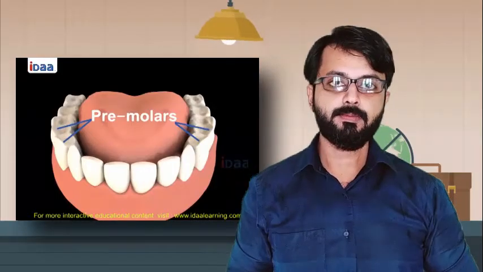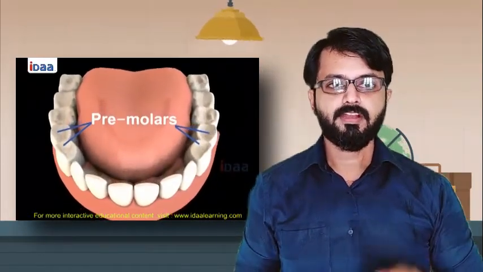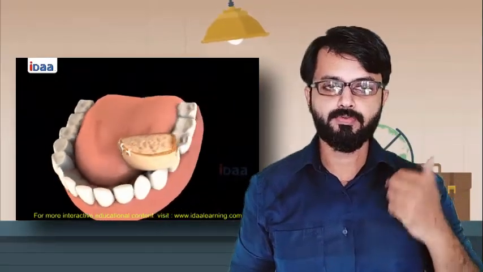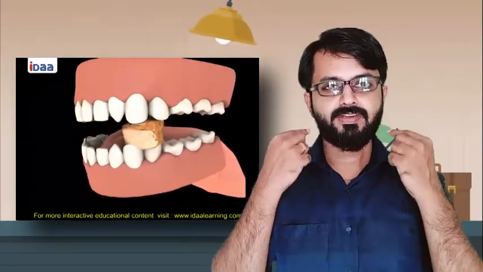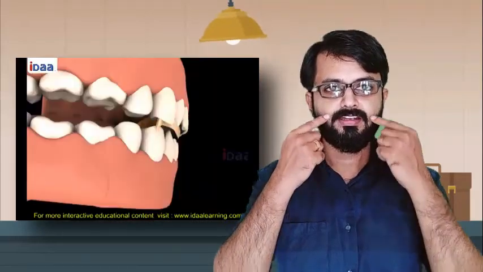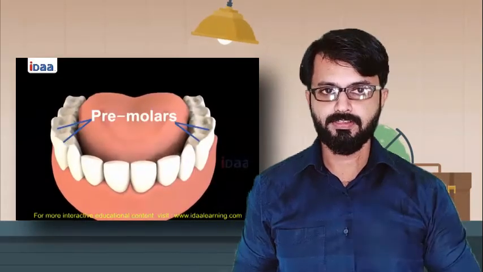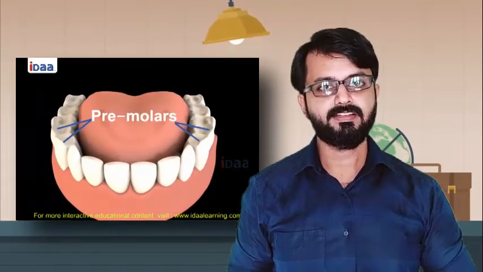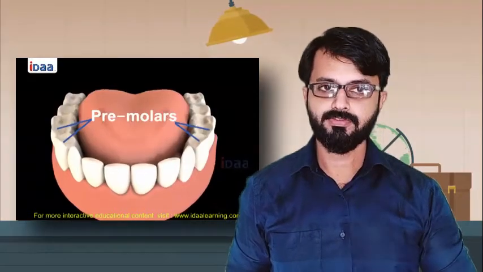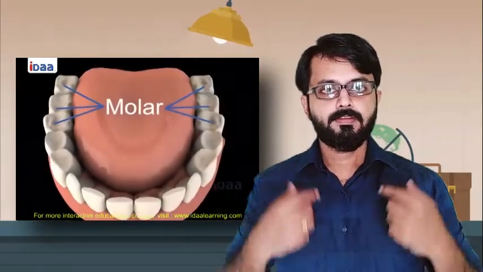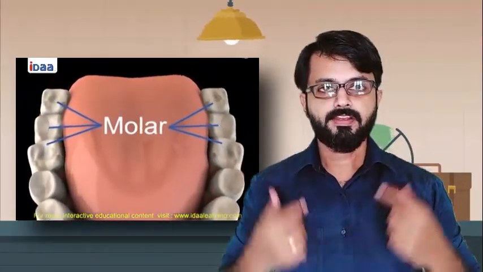The next one is premolars. There are 8 premolars, 4 above and 4 below. They are next to the canines. So first incisors, then canines, then premolars. They help us to grind the food. Last one, molars. There are 12 molars, 6 above and 6 below. They come after the premolars, and they help us to chew and grind the food.